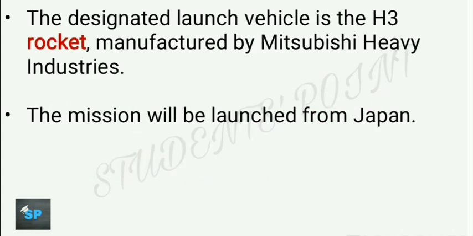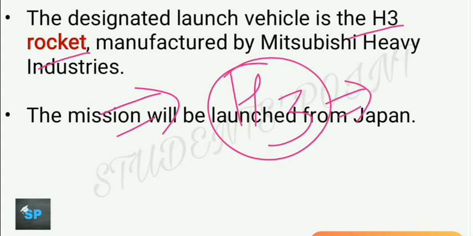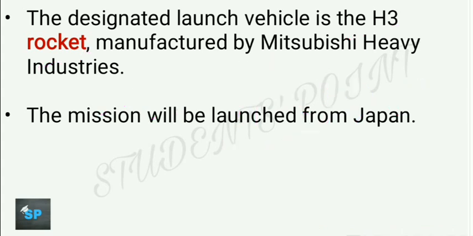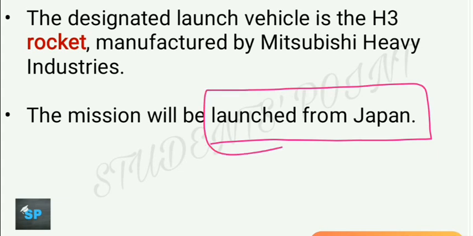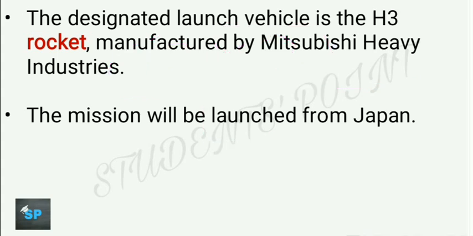And the designated launch vehicle is the S3 rocket. So this mission will be launched by the S3 rocket. As of now, it has been decided to be launched by the S3 rocket. In future, if it changes, we will have a notification about it. And this launch vehicle will be manufactured by Mitsubishi Heavy Industries. And one more very important fact, this mission will be launched from Japan and not from India. Though both countries are jointly preparing for this mission, the mission will be launched from Japan only.